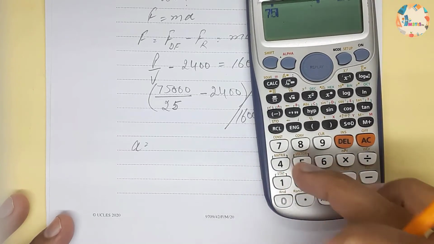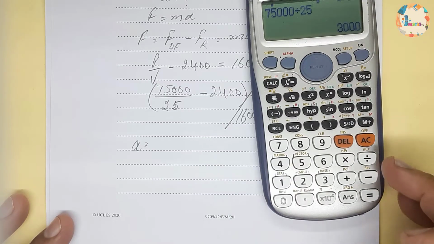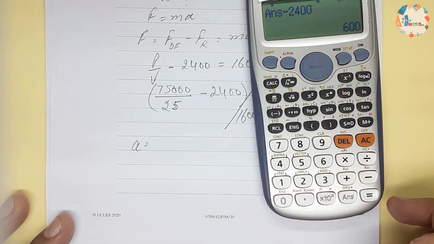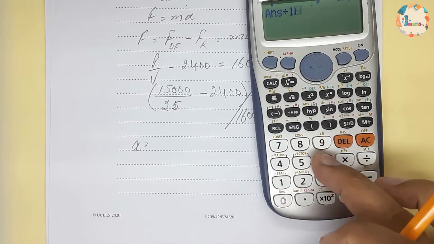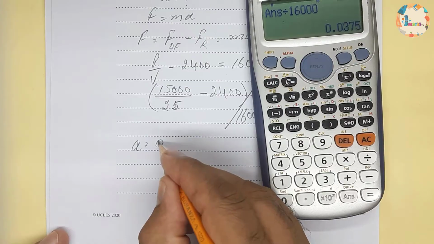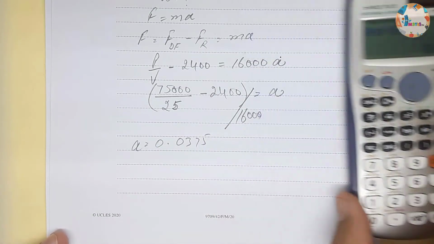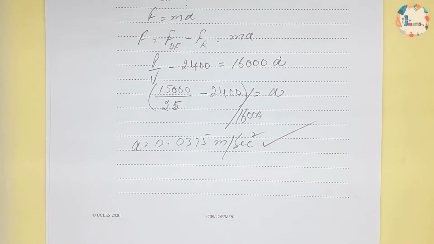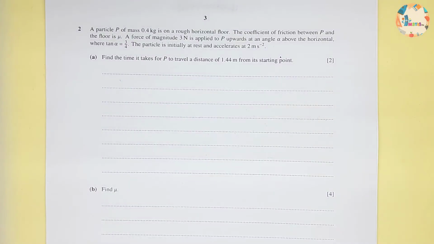So it will be 75000 divided by 25, which is 3000. So 3000 minus 2400, this will be 600. So 600 divided by 16000, this is equal to 0.0375. Calculations we will have to do carefully. So this will be the acceleration, which is meter per second square. This will be our final answer. This is question 1. A and B part is done.